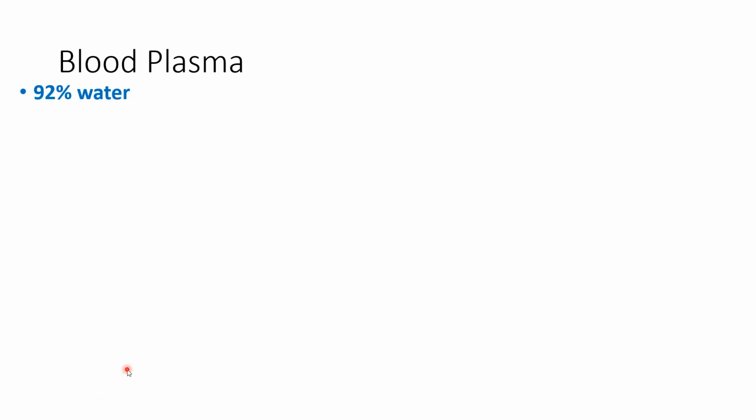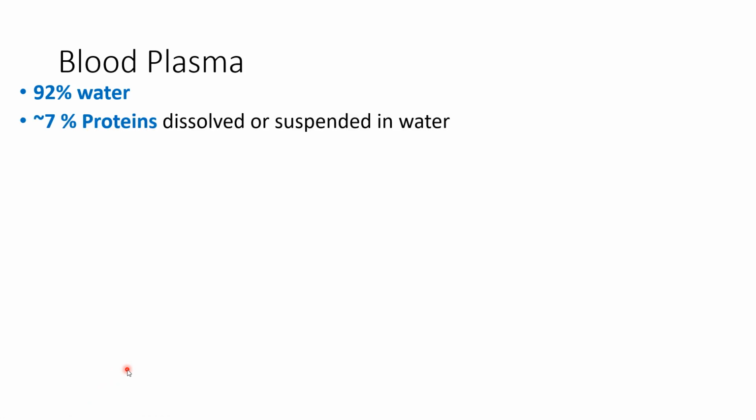So in blood plasma, this is just taking that chart and breaking it down in words. You've got 92% water, you've got 7% proteins. Now, these proteins could either be dissolved if they're water soluble or suspended if they are hydrophobic and don't like water.